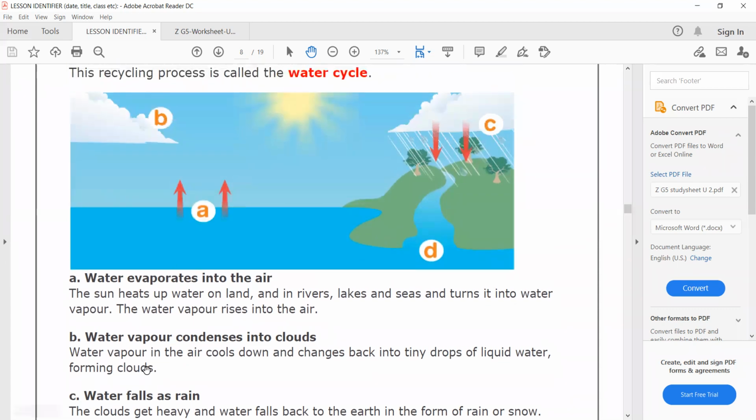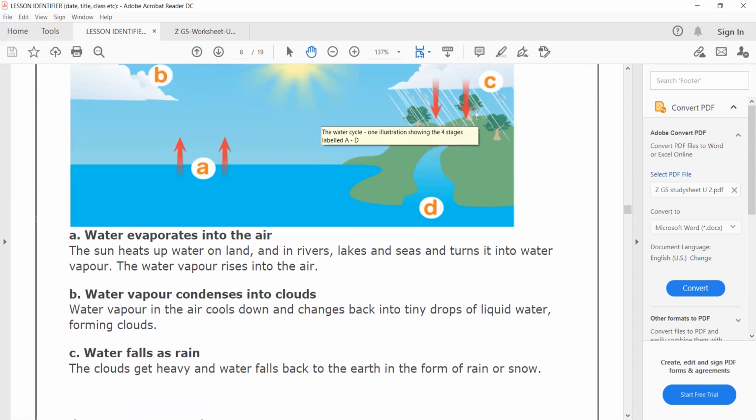The second step, water vapor condenses into clouds. Water vapor in the air cools down and changes back into tiny drops of liquid water, forming clouds. The second step is condensation. After that, the third step, water falls as rain. The cloud gets heavy and water falls back to the earth in the form of rain, or snow if it is very cold in this area. This is called precipitation.